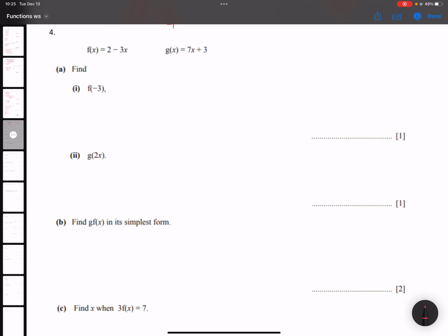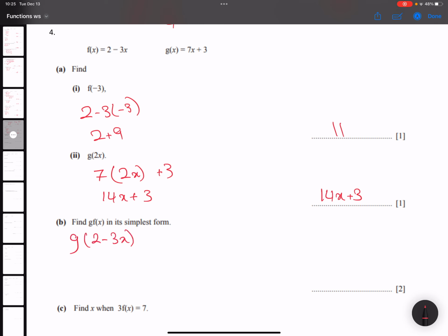Another question here. So f of negative 3: it's going to be 2 minus 3 times negative 3, which is 2 plus 9, which is 11. g of 2x, so 7 open bracket 2x plus 3, 14x plus 3 is your answer. Then g f of x: we already know that f of x is 2 minus 3x, so g of 2 minus 3x. Input 2 minus 3x, so it's going to be 7 times 2 minus 3x, plus 3. That is 14 minus 21x plus 3. 17 minus 21x is the answer.